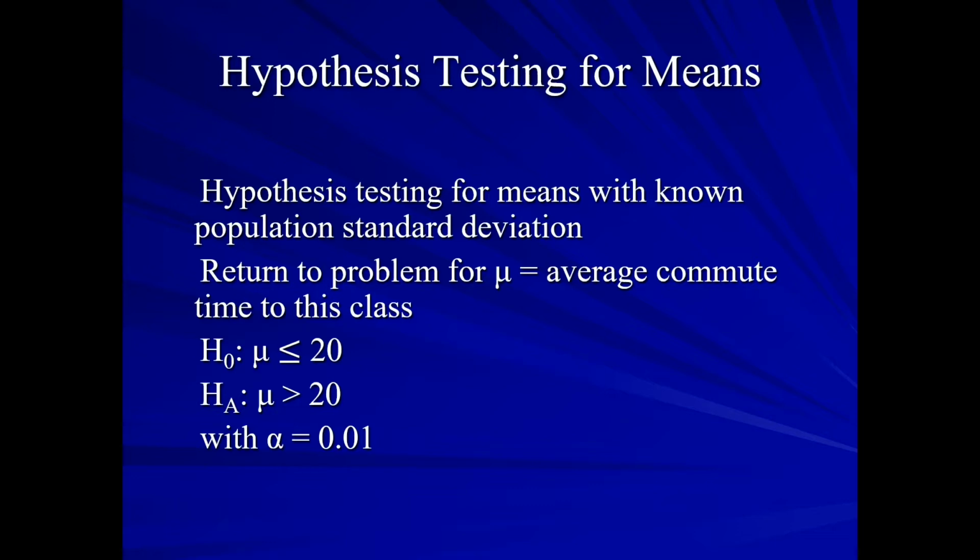And we'd like to return to the problem that we dealt with several videos back, where we were looking at mu, the average commute time to class. You'll recall several videos back, we looked at calculating a confidence interval for the mean time to commute to class. However, here we're going to look at a hypothesis test. Our original belief, our null hypothesis, is that mu is less than or equal to 20. And our alternative belief, what we would like to try to validate, is that the mean time to get to class is greater than 20 minutes. And we're going to set alpha equal to 0.01.